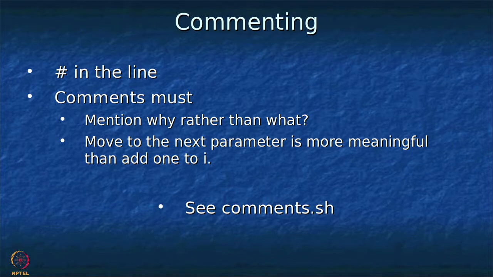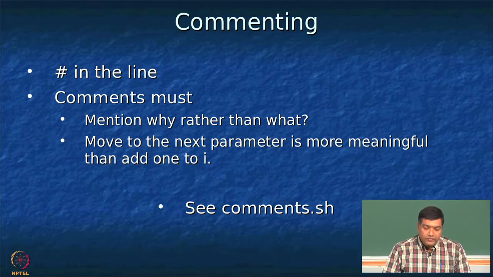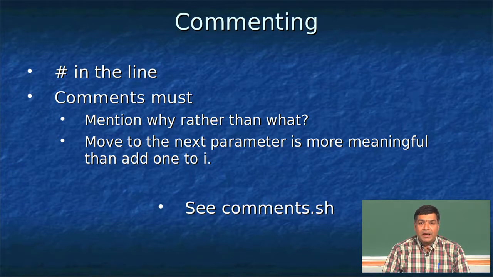The most important part of any shell script, or of writing a program even in a language like C, is comments. Most of us do not mention in a comment exactly why an action is taken; most of us mention what is being done. For example, if I have a statement like I is incremented by 1, a reasonable comment would be to say move to the next parameter, rather than add 1 to I. I mean, you know you are adding 1 to I, so why should you say this as a comment?